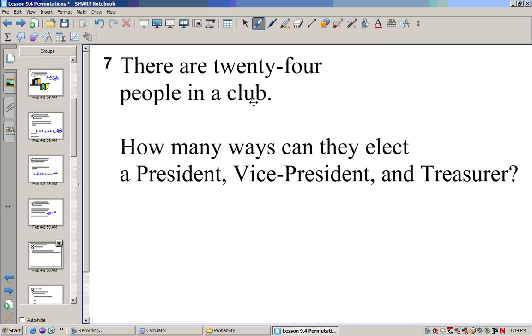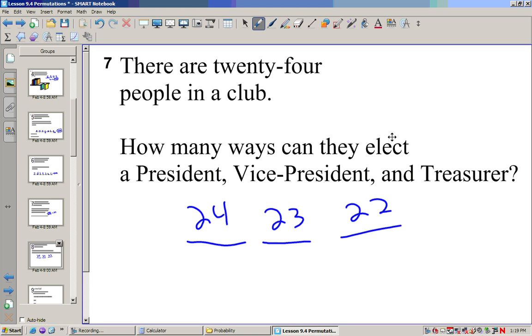Now if there's 24 people in a club, how many ways can we choose the president, vice president, and treasurer? Well, there would be 24 ways I can choose the president, 23 the vice president, and the treasurer would be 22. So if I do 24 times 23 times 22, my answer will become 12,144.